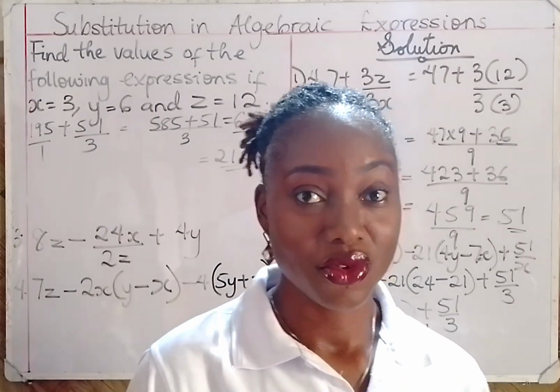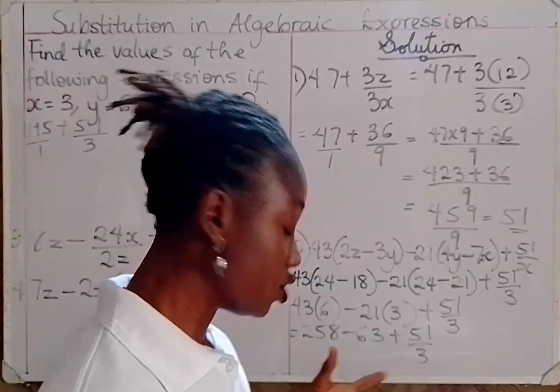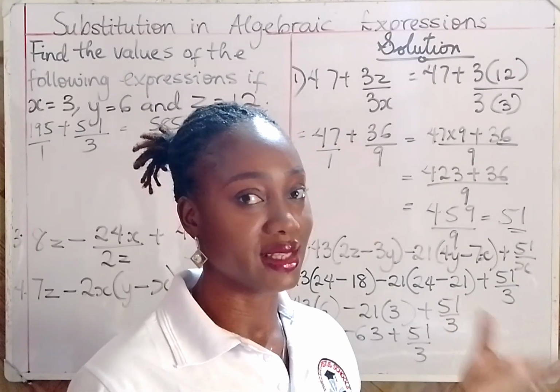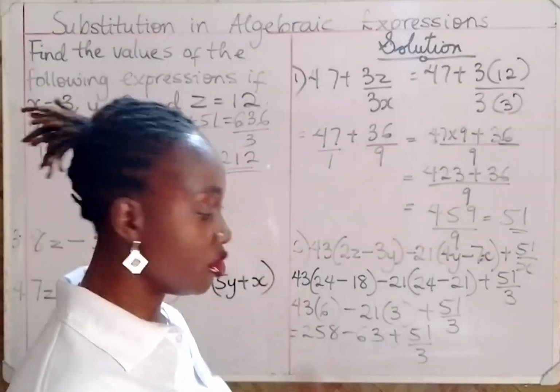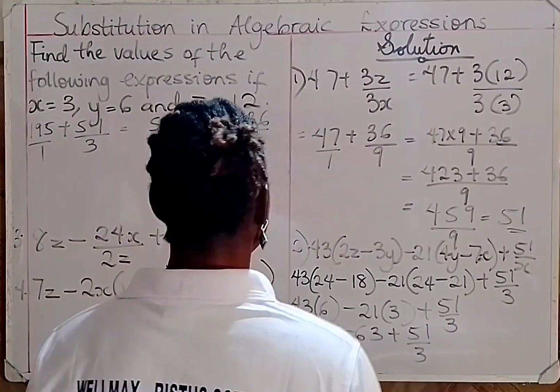Alright, it's very easy to solve equations like this. So all you have to do is just to substitute the numbers and you get it right. So we have 212. So I'm moving on to question 3.